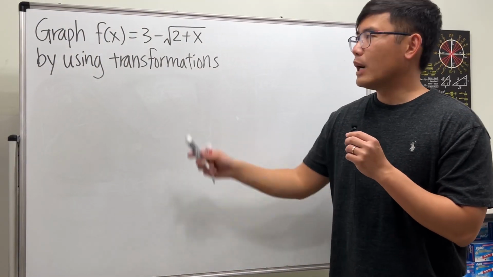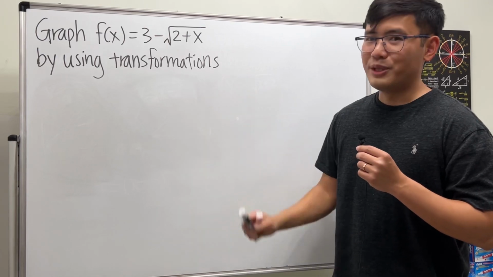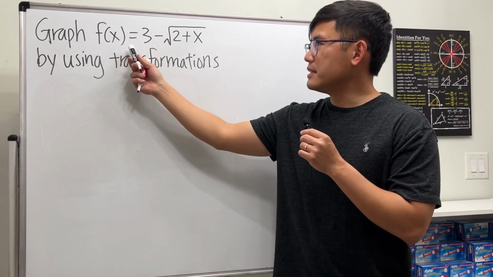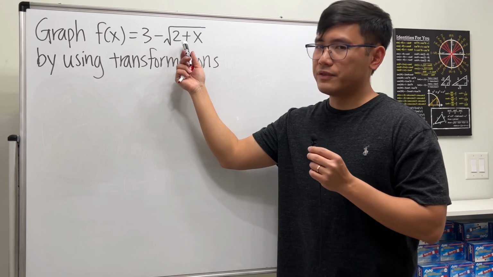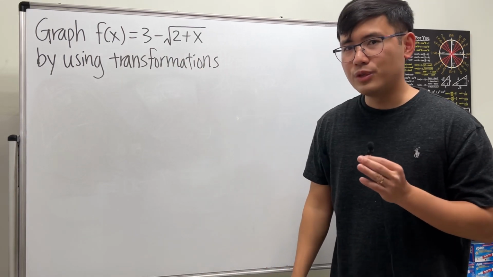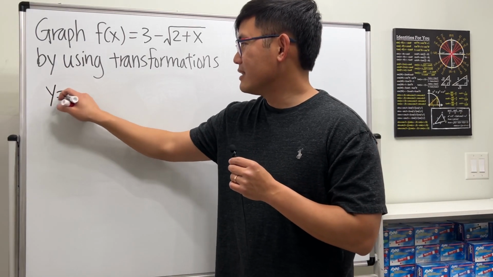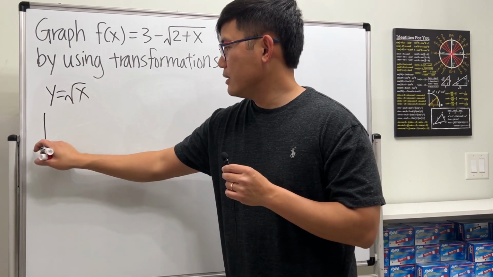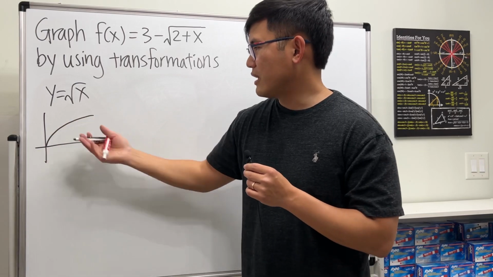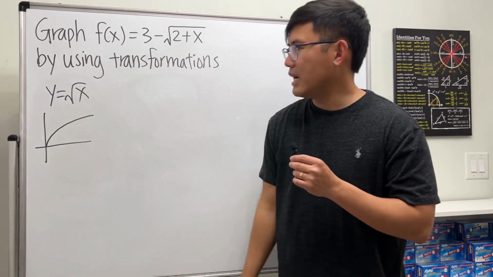Here I will show you guys how to graph this function by using transformations. We have f of x is equal to 3 minus the square root of 2 plus x. So that means we should start with what? Square root of x. Yes, here is a picture for it, and it looks like this. Just like a sideways parabola without the bottom half.